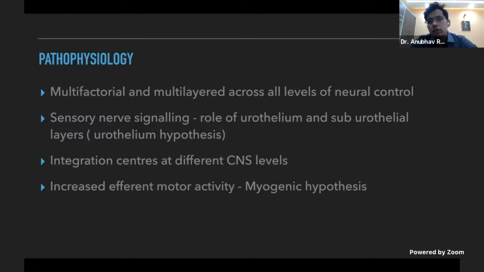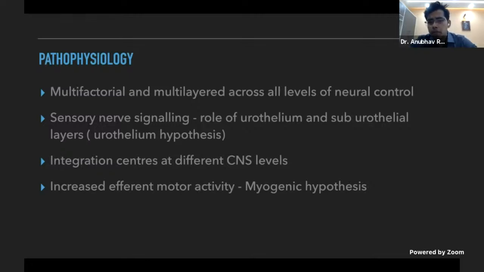The control is the brain, then the spinal cord. There are many circuits, neurons, and synapses running through the spinal cord, and we have the urothelium, that is the inner lining of the bladder, and the detrusor muscle, that is the muscle of the bladder. There have been theories which say that there is some problem in the neural control. There are some theories which say that we have some problem in the urothelium.